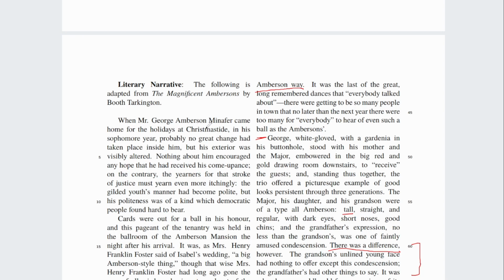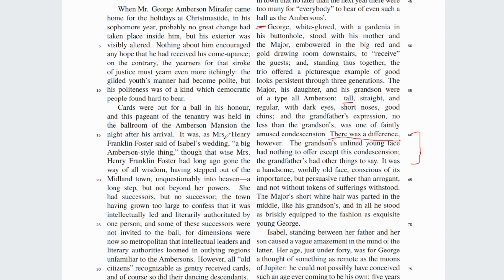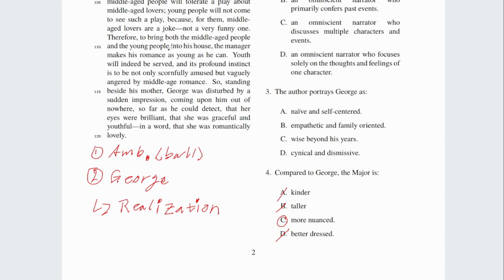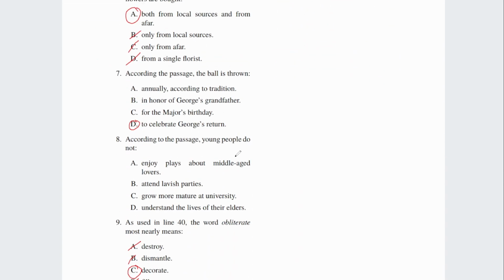So George returns at Christmas time. Fine. Cards were out for a ball in his honor. So there's our answer. The ball is in his honor, his being not the major's, his being George. So we know for a fact that it is George's return. It's not for the major. It's also not in honor of George's grandfather. And it's also, as far as we know, not annual.